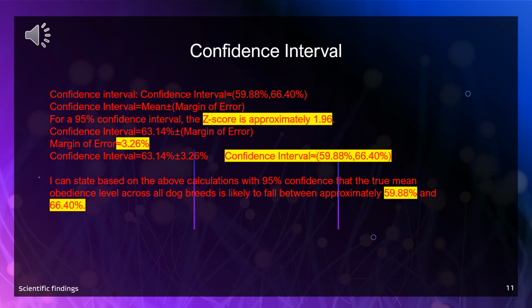Confidence interval. My z-score came out to be about 1.96, and that's for a 95% confidence interval. My margin of error is about 3.26%. And I can state, based on just those above calculations, with a 95% confidence that the true mean obedience level across all dog breeds is likely to fall between approximately 59.88% and 66.40%.